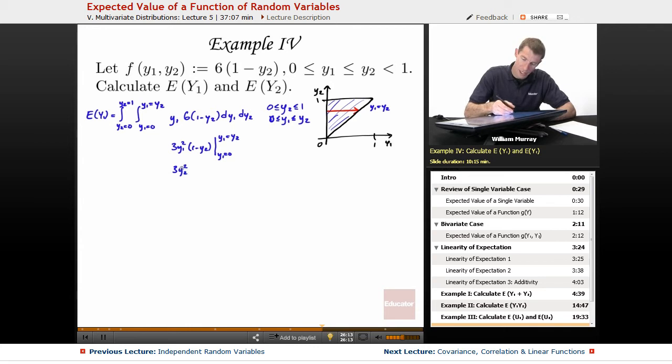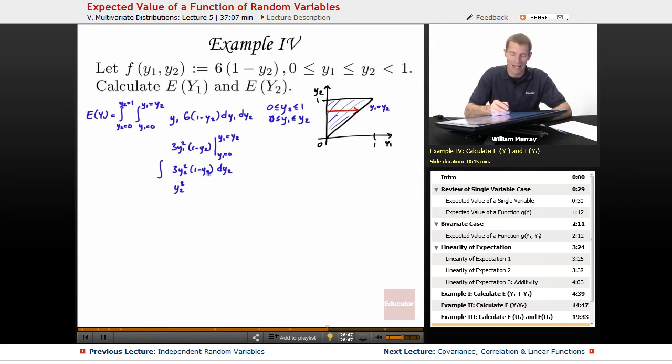3y2 squared times 1 minus y2, and then y1 equals 0 just drops out, so that one doesn't play a role. And so that's finishing the first integral. Still need to integrate that with respect to y2. So let's see, that's 3y2, whoops, I changed my y1 to a y2. That's very important. So 3y2 squared times 1 is just 3y2 squared. That integrates to y2 cubed minus 3y2 cubed.